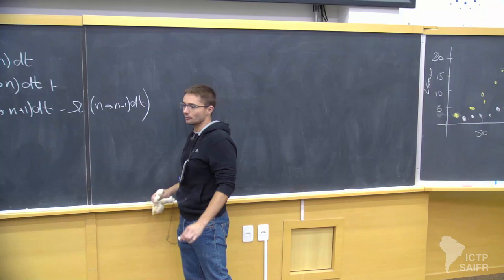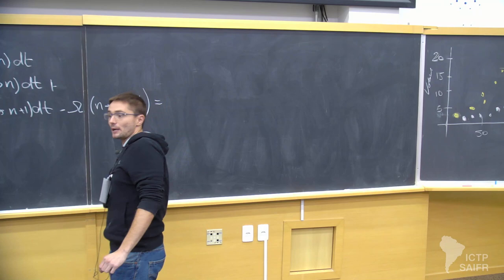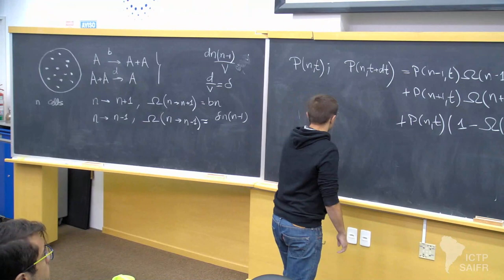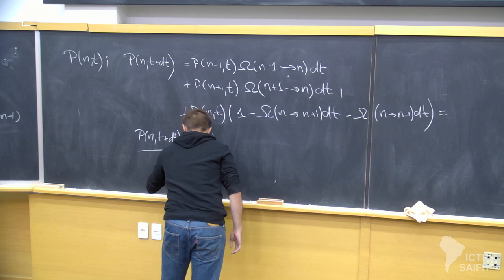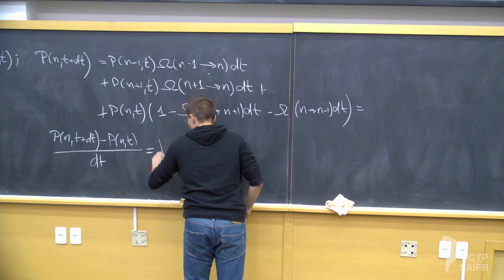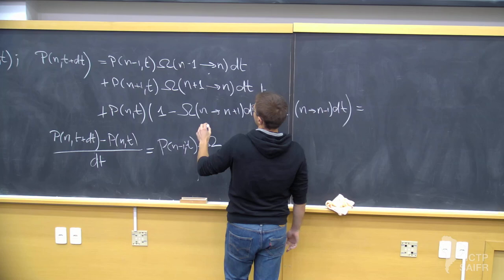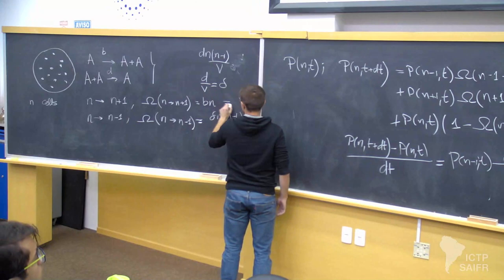And because dt is very, very small, we can rewrite this and we get that the probability of having n cells at t plus dt minus the probability of having n cells at time t, divided by dt, is equal to this term. And to simplify the notation I'm going to call this rate omega plus and this rate omega minus.